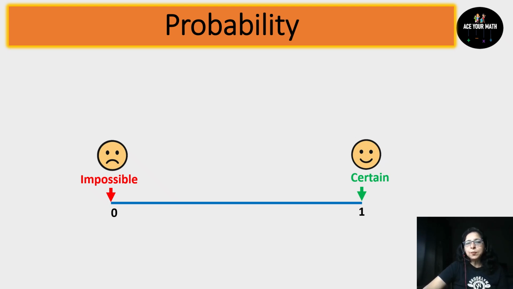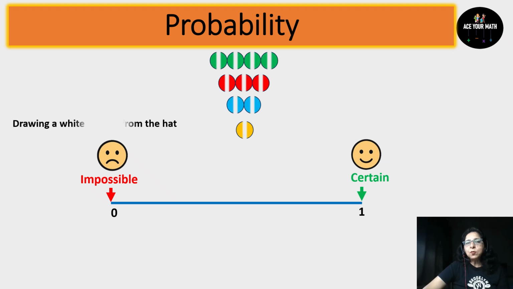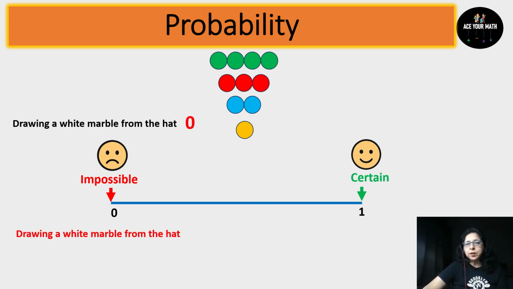Now, first we'll see examples of probability of 0. For example, you are trying to draw a white marble from the hat. You know that there is no white marble, so this event will never happen. Such events are known as impossible events. So here, for drawing a white marble from the hat, the probability is 0.